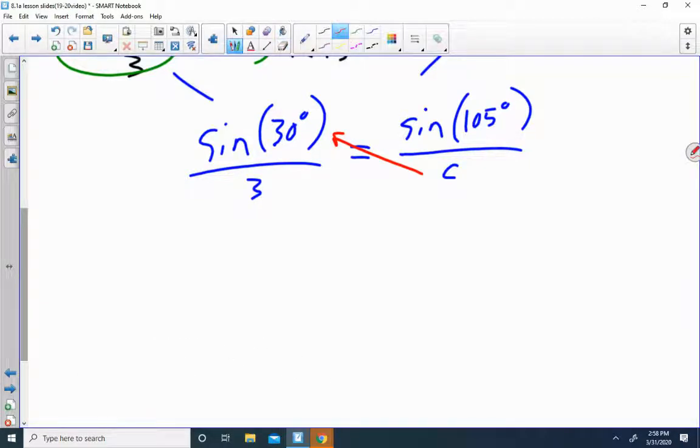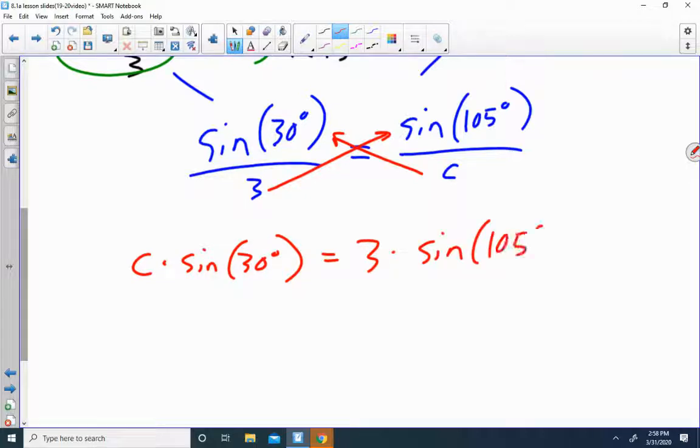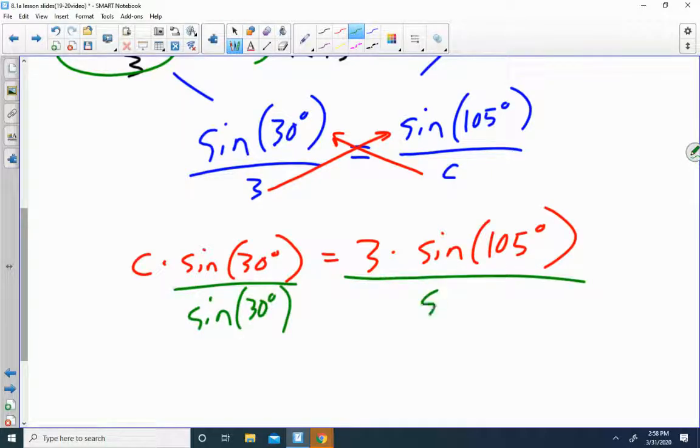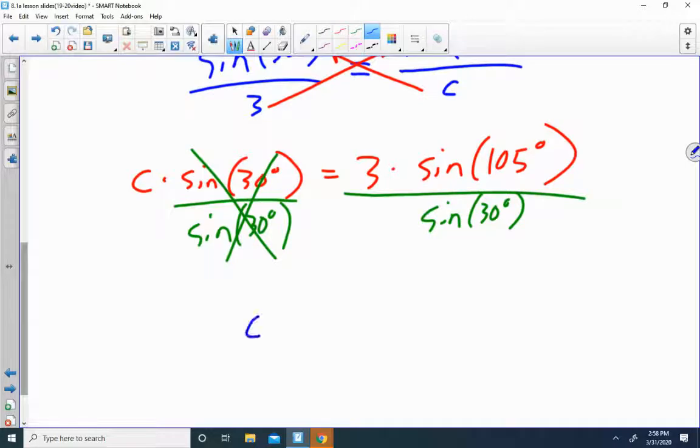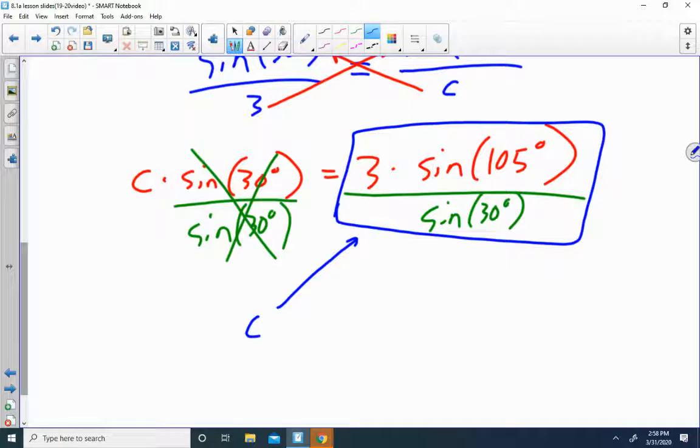So cross multiply, you'll get c times sine of 30 degrees. And then cross the other way, you'll get 3 times sine of 105. And then to solve for little c, you just divide by sine of 30. There you go. So to find little c, you just got to solve this stuff. 3 times sine of 105 divided by sine of 30. Let's do it. I'm going to go to the calculator real quick.